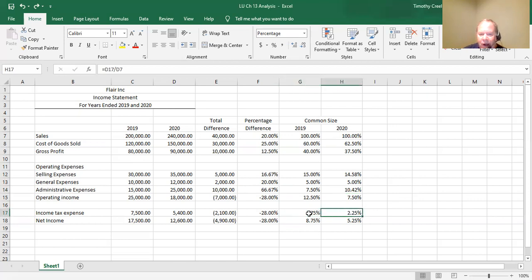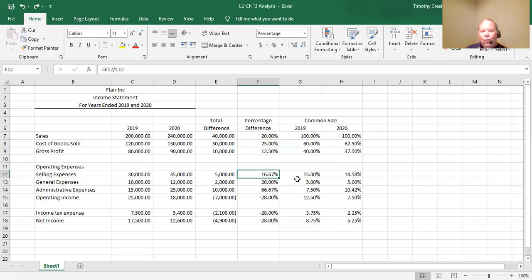Income tax expense dropped, but it really doesn't matter because income tax expense is based on your operating income. But net income was down 28%. So I would identify that the two areas most responsible for this were an increase in cost of goods sold and an increase in administrative expenses. We did a good job with our selling expenses, but it was not enough to offset increases in administrative expenses and cost of goods sold.